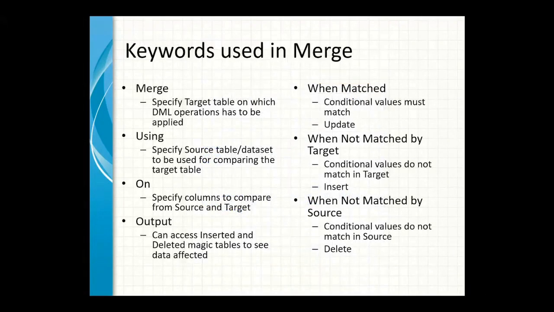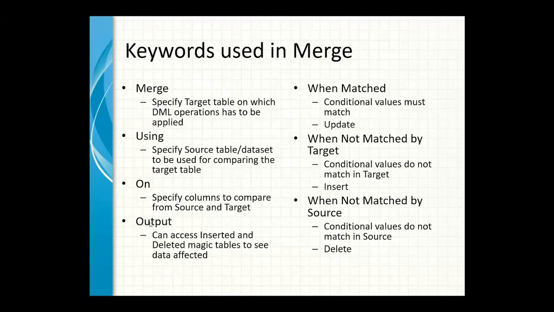So these are some of the keywords that we just used in the merge statement. With the merge keyword, you specify the target table on which the DML operations have to be applied. Using, you specify the source table's name. On, you specify on what columns you want to compare the source and target table with. When matched, so when the conditions match, then you want to update. When not matched by target, that means it's present in the source table only, then you want to insert. And when not matched by source, then you want to delete it.